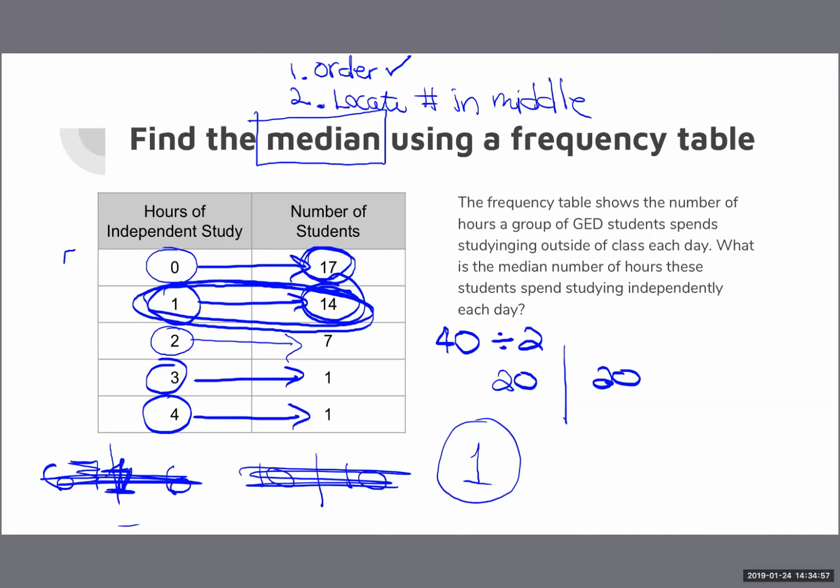And that's what makes it possible to do those problems that might have 1 million. Because if it's 1 million students, you don't need to list out every student. You just have to find the one in the middle of 1 million, the 500,000th student. And you could do that pretty simply with your calculator.